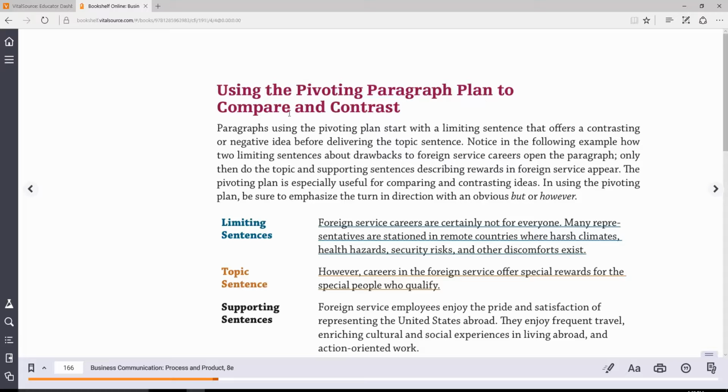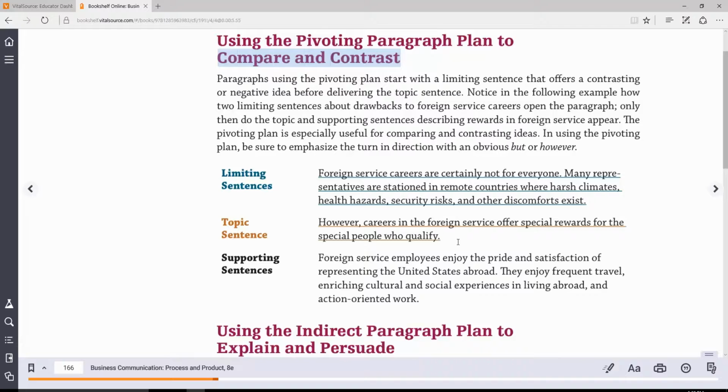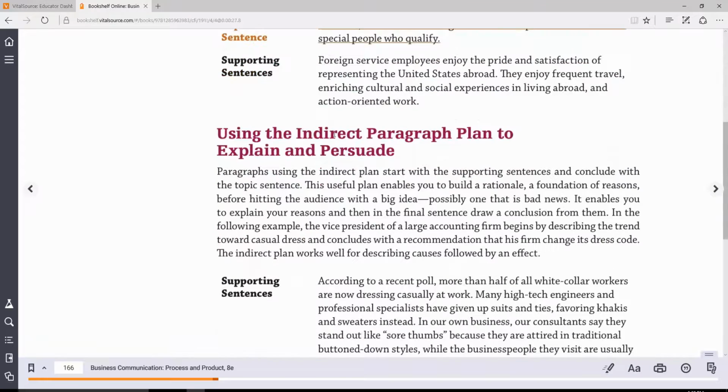Pivot paragraph plan to compare and contrast. Remember, you have to do compare and contrast in your discussion for this week. Use the indirect paragraph plan to explain and persuade.